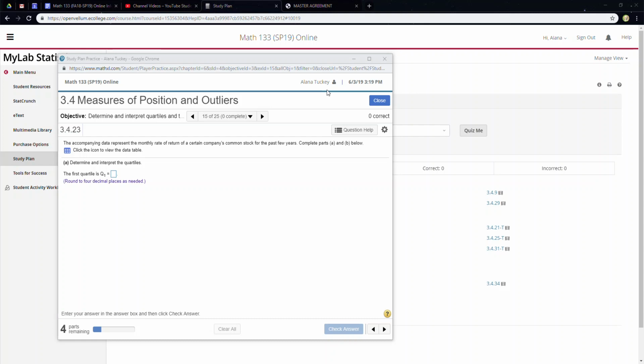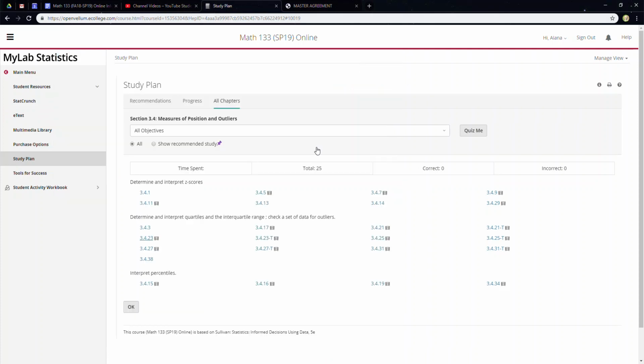Hello, Math 133 students. I've received a question about how to do this problem, which is 3.4.23. The 3.4.23 is where it would be in the actual textbook, online or in a physical book, and that would be the exercise number. It's also that number in the study plan. You can see the study plan right here under Student Resources. So if ever you want to do extra problems or get extra practice, there you go.